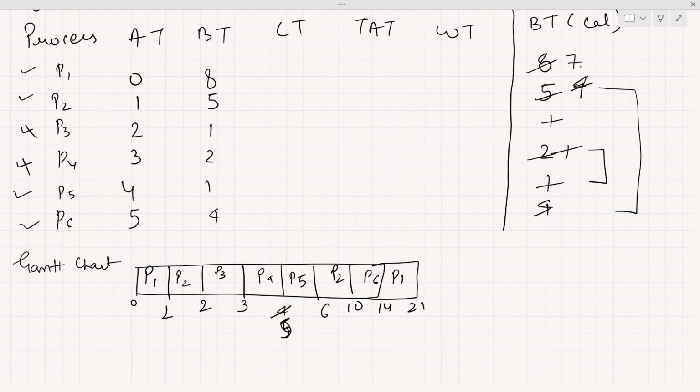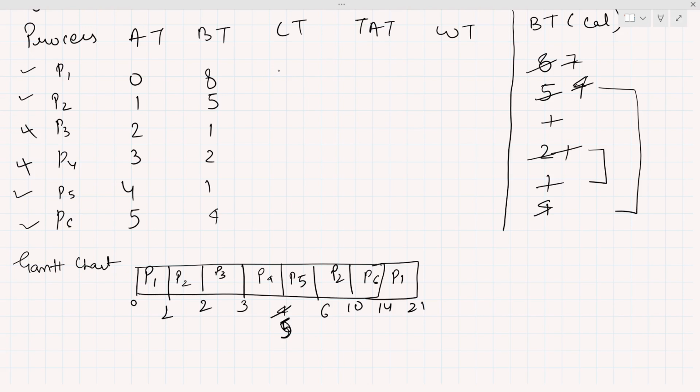So all these processes are now executed and we make a Gantt chart. After that, what you have to do is write the completion time, TAT and WT, and you will get your answer. This is an easy thing, you can do it by yourself. Let's do it. Pause the video, do it, and comment down your answer.